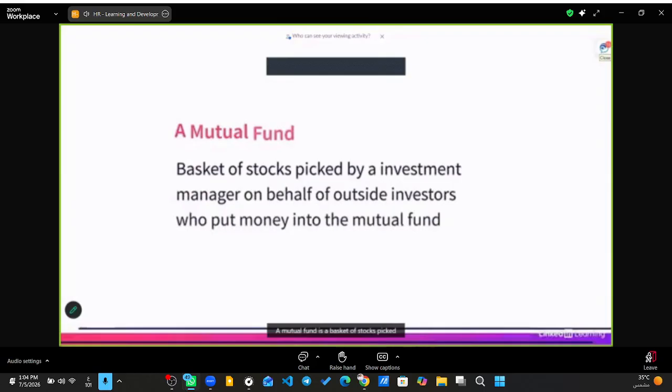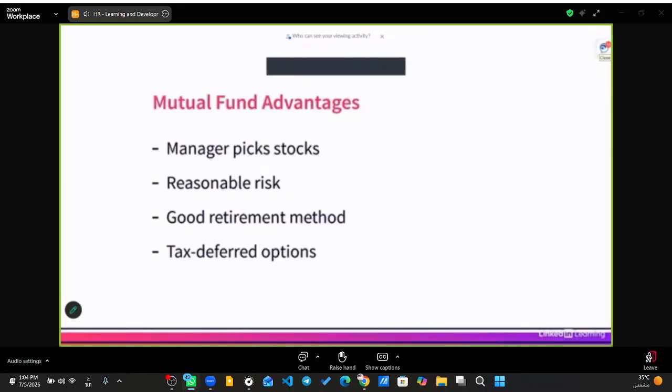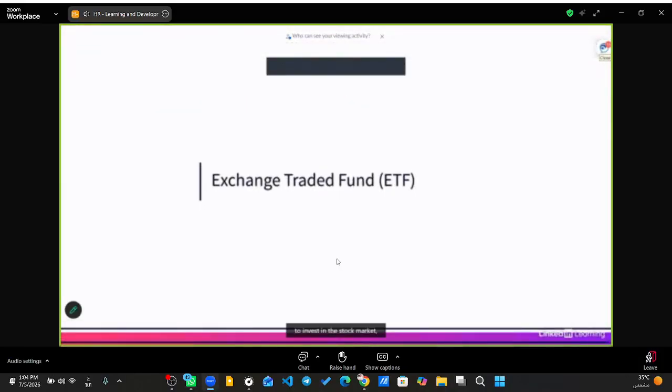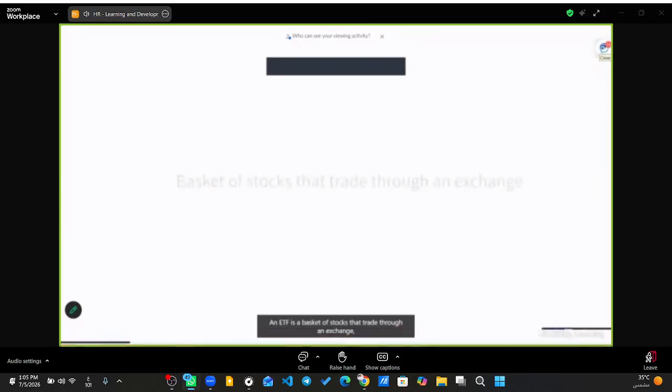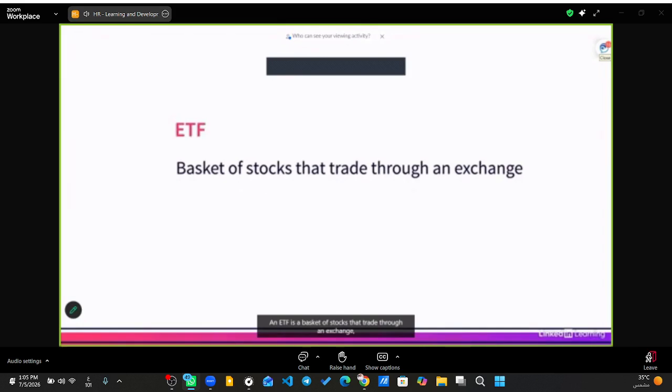As an investor, you should choose a couple of mutual funds that reflect the level of risk and return you want to achieve. While many investors use mutual funds to invest in the stock market, you should consider a similar option called an exchange-traded fund or an ETF. An ETF is a basket of stocks that trade through an exchange just like a regular stock does. Let's talk about how they work.